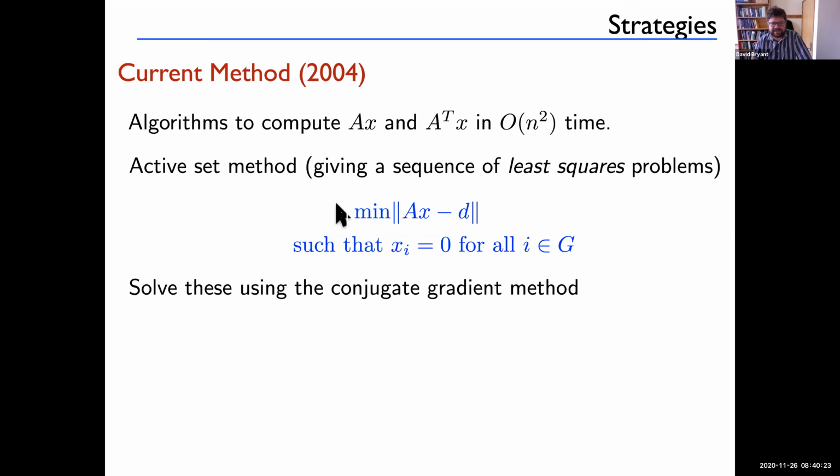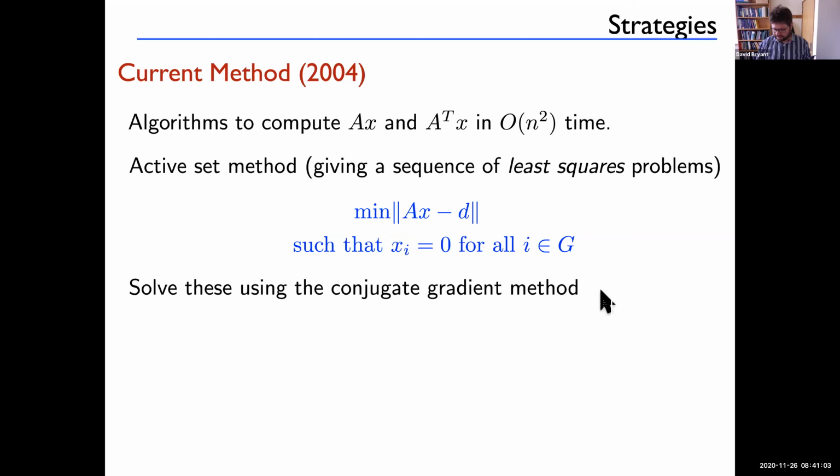So we use an active set method, and what that does is turn the optimization problem into a sequence of least squares problems that look like this. For some set of indices G, that's pairs, we want to minimize the norm such that x_i equals 0 for every i in that set. Notice we don't have an inequality condition here. I mean, you can write down an analytical solution, but you never would because it's such a big matrix, it would take too long. And we solve this using the conjugate gradient method, taking advantage of the algorithms here for AX and A^T X.